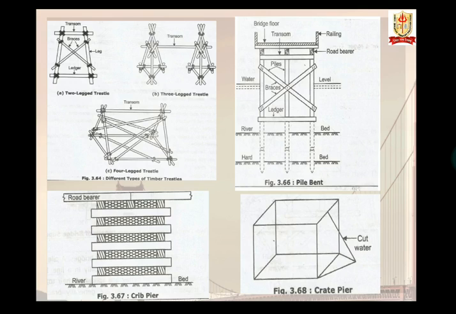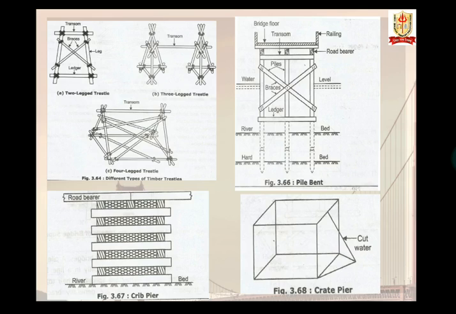This trestle may be two-legged, three-legged, or four-legged as shown in the figure, respectively. But two-legged trestles are mostly used. Three-legged trestles are used when the river bed consists of mud, but these are not suitable for uneven bottoms since they make it difficult to place them in position.